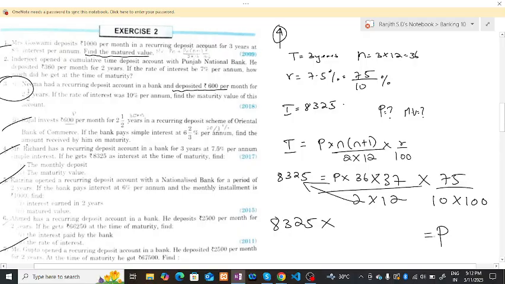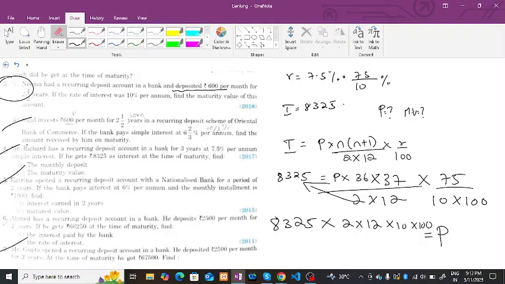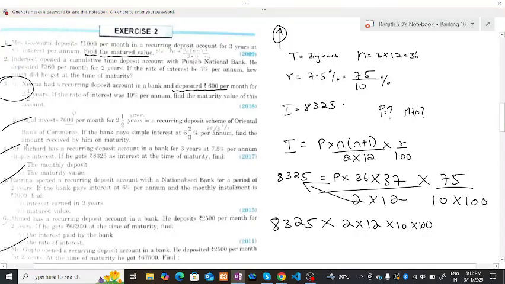So it will become 8,325 into 2 into 4 into 10 divided by 3. One minute. There is no 4 into 10, it's 2 into 12 into 10 into 100, right? Yes, sir. Or you started to reduce the value?